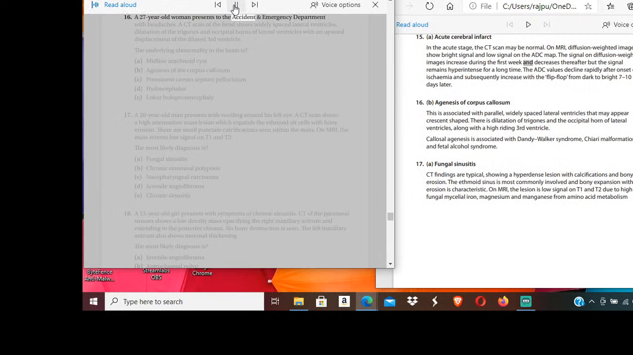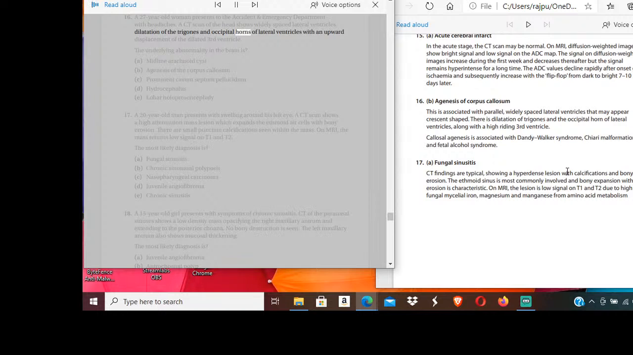16. A 27-year-old woman presents to the accident and emergency department with headaches. A CT scan of the head shows widely spaced lateral ventricles, dilatation of the trigones and occipital horns of lateral ventricles with an upward displacement of the dilated third ventricle.